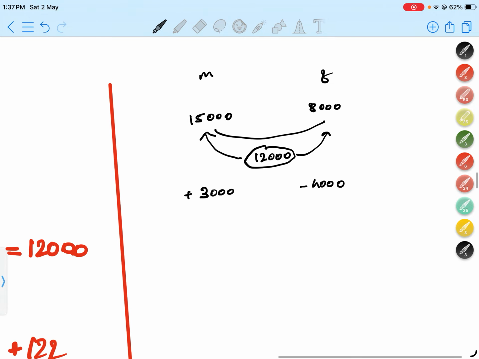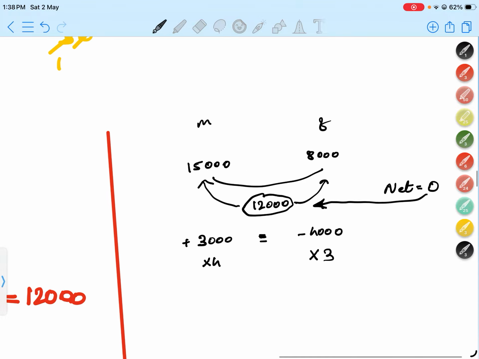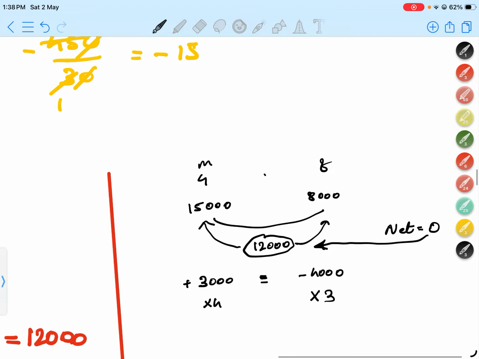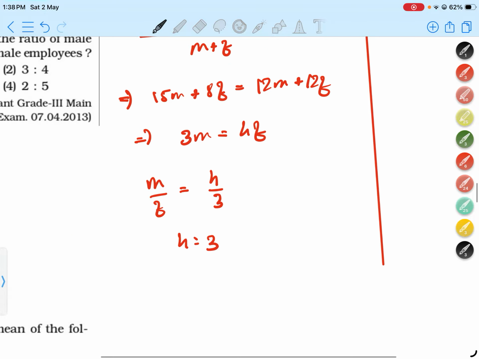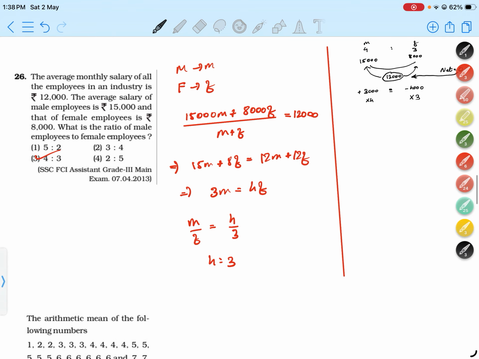Since we know that these two must be equal to each other, so that the net deviation is always 0, because we have an average quantity of 12,000. To make the net deviation 0, we must multiply it with 4 and multiply it with 3. So the males are in the ratio of 4 while the females are in the ratio of 3. Thus the ratio is 4:3, which we have already calculated from the basic method as well.